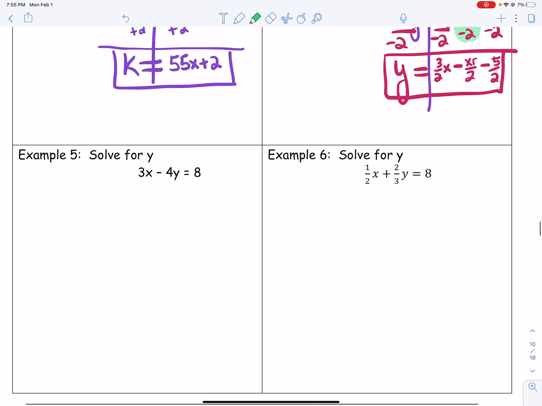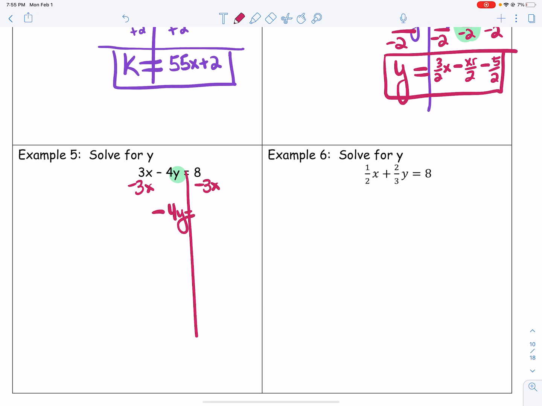Okay, so on example 5, we are solving for y. So I'm going to highlight y. Then I'm going to draw my line down. I'm going to minus 3x and minus 3x. So I get negative 4y equals negative 3x plus 8. And like I said, I do not care if you write it as 8 minus 3x.